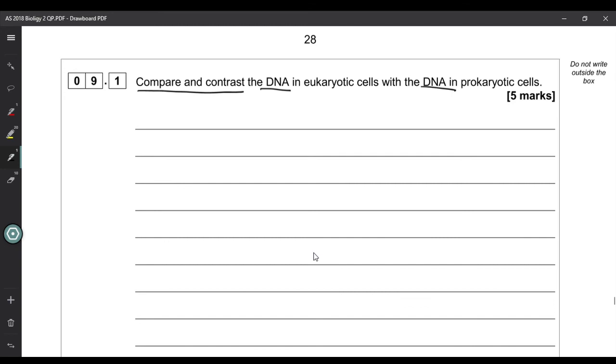Now, this question wasn't answered particularly well, and only 0.3% of students got all the marks, and the mean mark was only 0.79. Okay, so very few students could answer these questions, and it showed that DNA structure is not particularly well known among students. So again, make sure you go over this topic before the exam. So because it's a compare and contrast, we can split the answer into two, so we can do some comparisons.